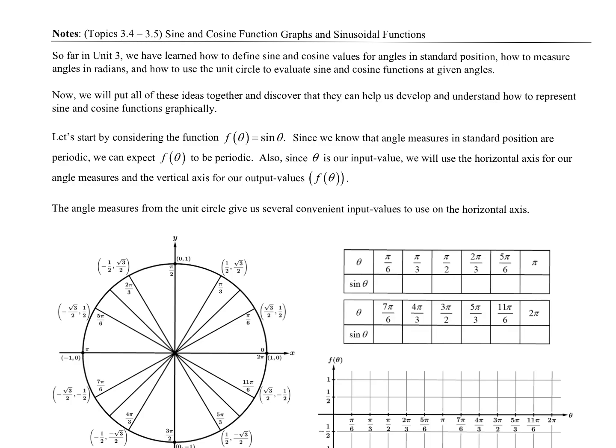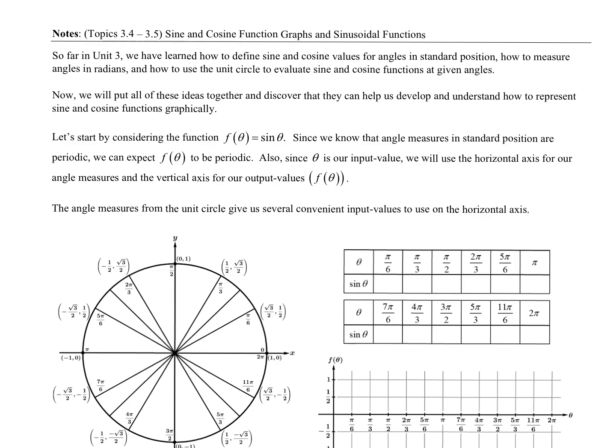Here we go. So far in Unit 3, we have learned how to define sine and cosine values for angles in standard position, how to measure angles in radians, and how to use the unit circle to evaluate sine and cosine functions at given angles. Now we will put all of these ideas together and discover that they can help us develop and understand how to represent sine and cosine functions graphically. All right, we're going to graph these bad boys.